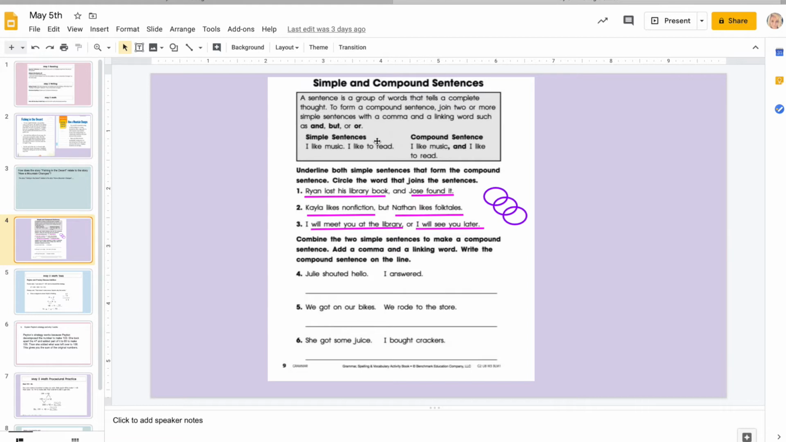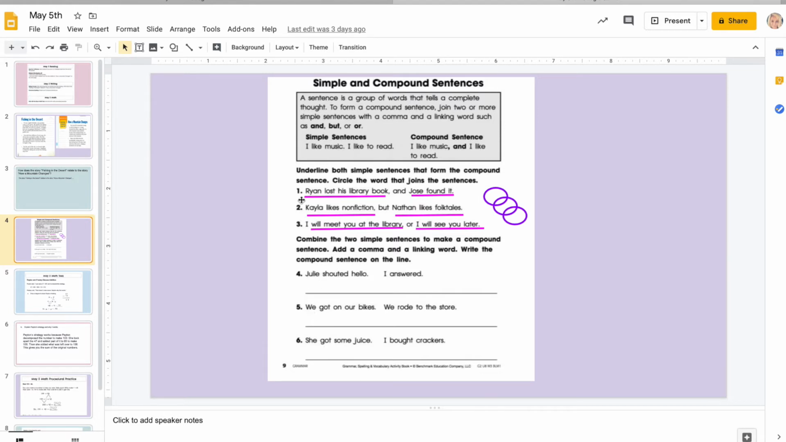Those are two simple sentences. If we wanted to make that a compound sentence, remembering that compound means more than one, so you're taking a sentence and you're breaking it into more than one part using that comma and that linking word. So taking those two simple sentences and making it a compound sentence, you would then put your first thought, I like music, comma, adding that linking word, and I like to read, and then ending it with a period. I'm going to go through 1, 2, and 3 with you, and then I'm going to want you to try 4, 5, and 6 on your own.